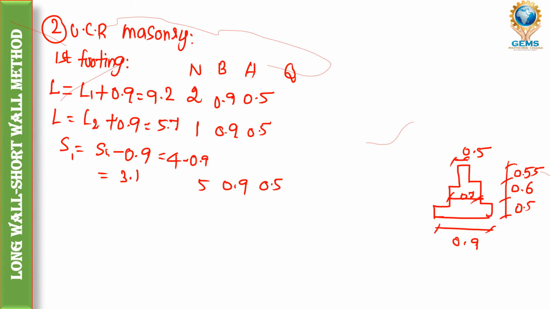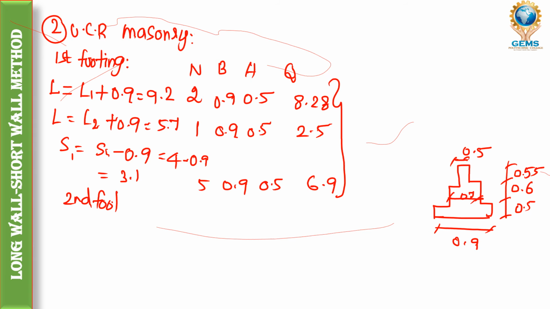Okay, so by calculating Q. If we are calculating Q, we need to multiply 9.2 multiplied by 2 multiplied by 0.9 into 0.5. So what will we get? We will get 8.28 meter cube. Then for L2, what will we get? 2.5, approximately I'm putting. Then for S, 6.9. Okay, so this is the quantity value for first footing.